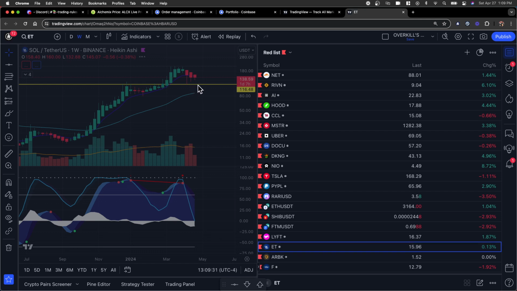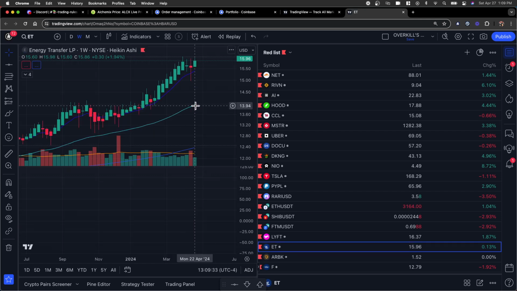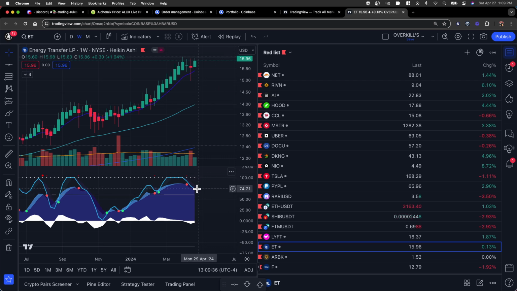Here's ET, Energy Transfer. Way too far off the 50 here. Stochastic's way too high for us.